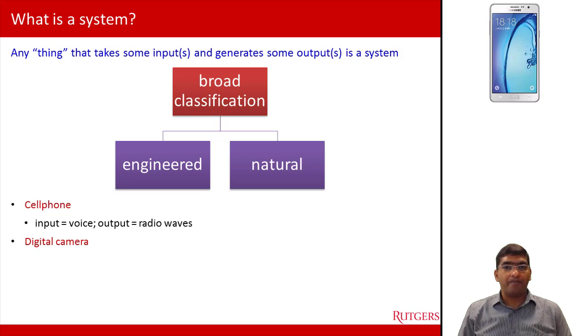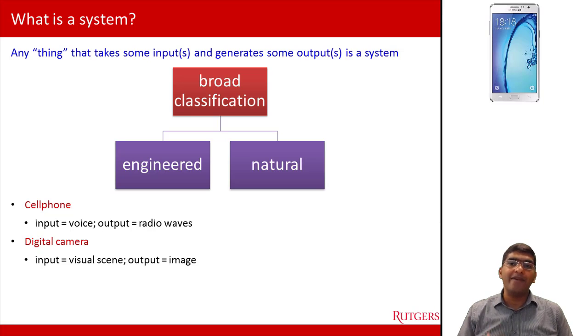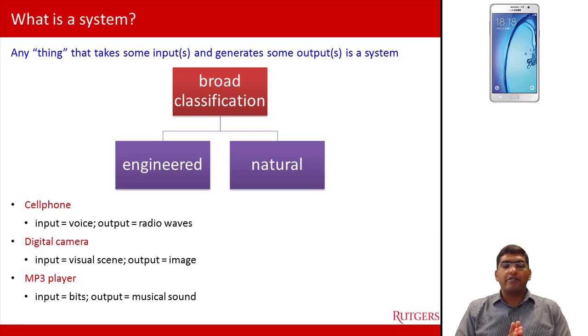A digital camera, that is again a system. The input it takes is a visual scene. For example, the video being recorded, this is the scene, which is the input. The output is the image that you are seeing on the screen. So between this input and output sits a system. MP3 player. The input to an MP3 player are bits, the file that you store on your MP3 player, and the output is a musical sound. These are all examples of engineered systems.